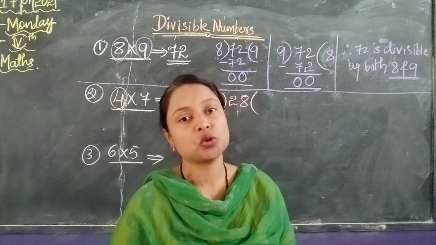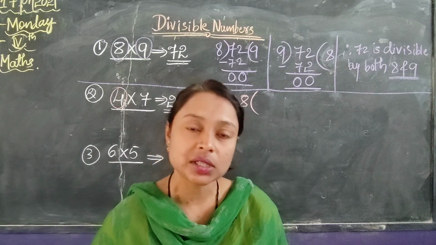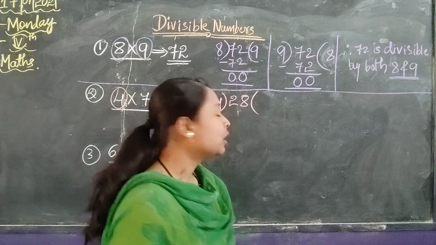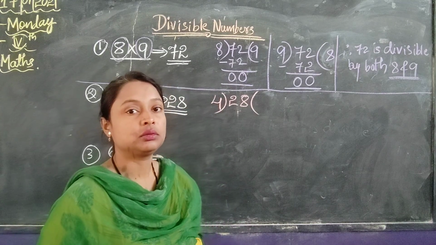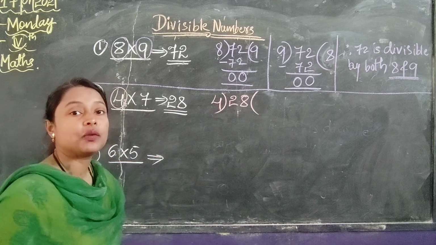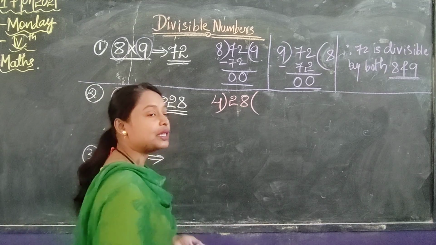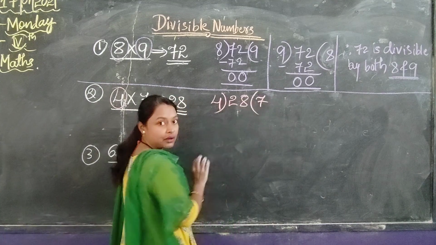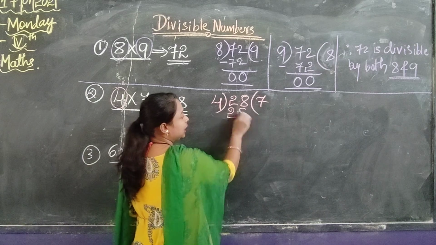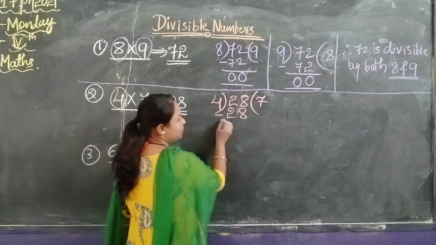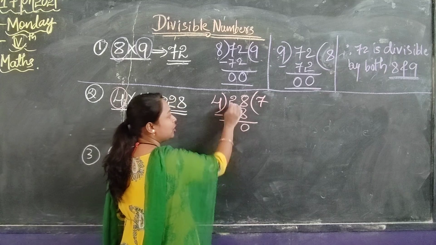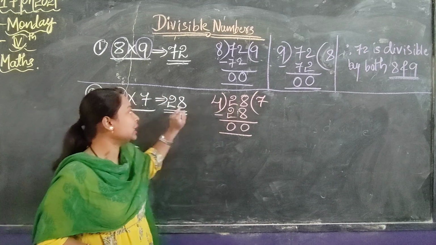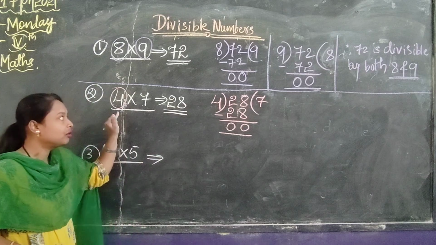4 1s are 4, 4 2s are 8, 4 3s are 12, 4 4s are 16, 4 5s are 20, 4 6s are 24, 4 7s are 28. Means it is there. So 8 minus 8 is 0. 2 minus 2 is 0. Means 28 is divisible by 4.